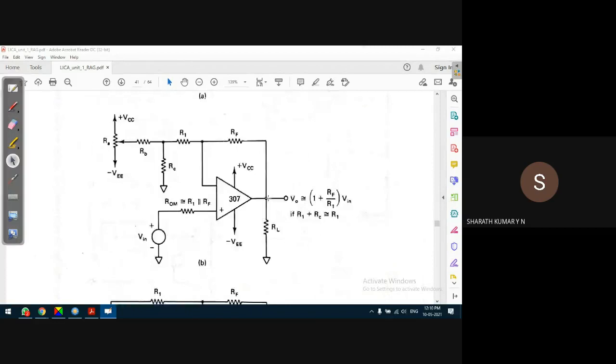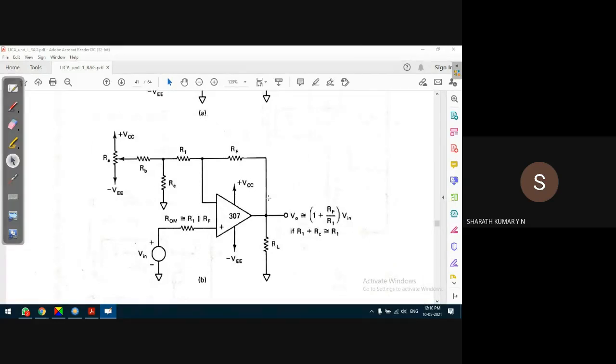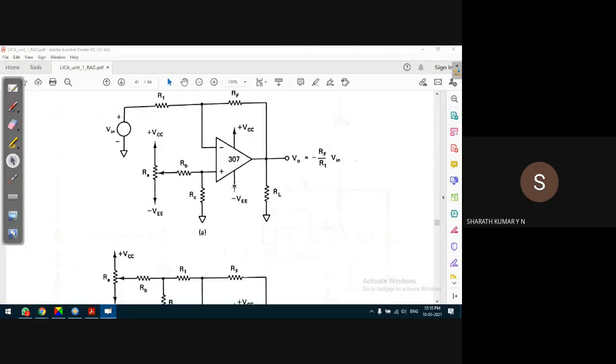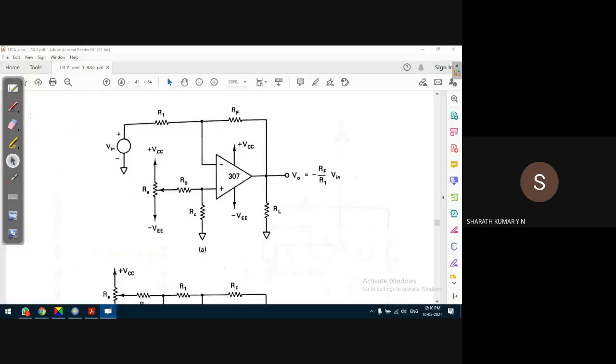In 6.2 there is the inverting, non-inverting, and the differential amplifier. Sorry, first the AC inverting amplifier. In the inverting amplifier, the input is connected to the inverting input terminal, and that remains the same. The non-inverting input terminal is connected to ground. No problem.